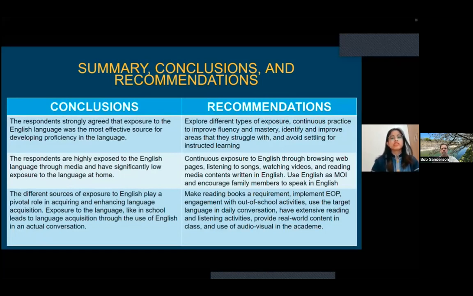It is also suggested to have extensive reading and listening activities, since this paper proved that it greatly impacts students' language acquisition skills. Next is for the teachers to use multimedia inside the classroom, because this gives the students real-world content and helps them maximize their language input and output. Included there is the use of audiovisual materials as well, as this provides an opportunity for the learners to be more familiar with the language.